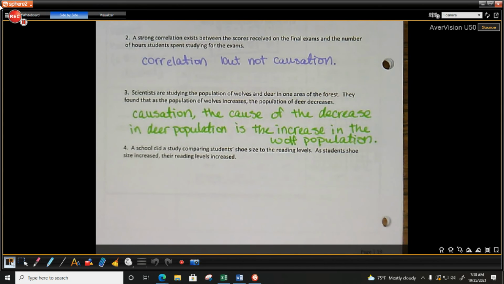So do we see the difference between causation and just correlation? For it to be causation, one has to be causing the other to change, not just that there's a relationship between the two.